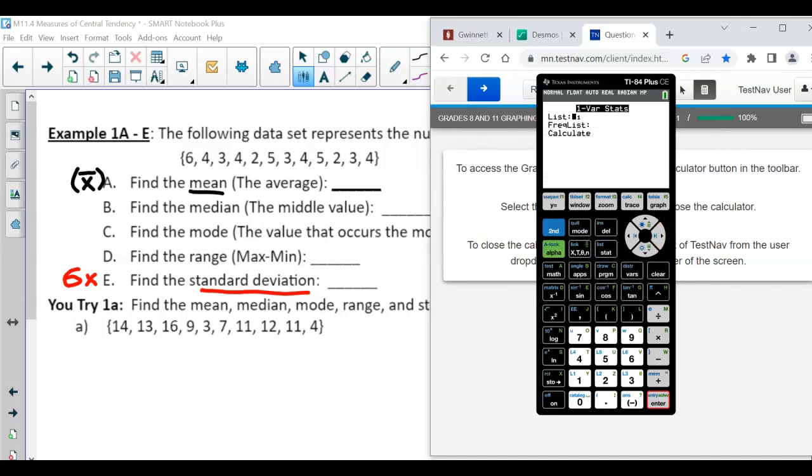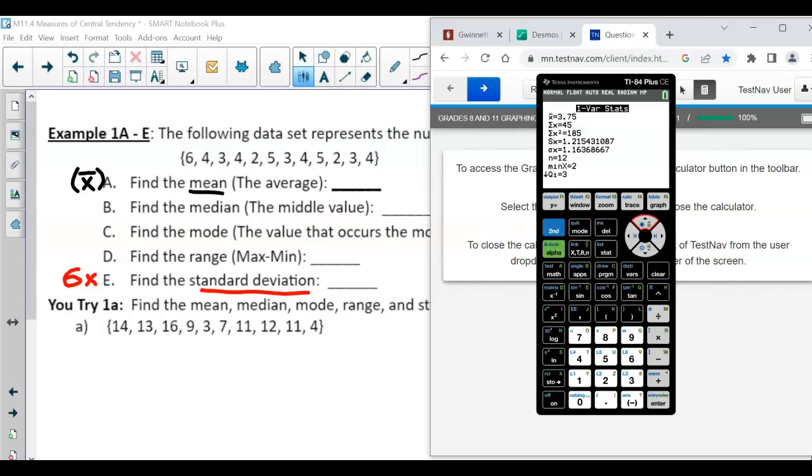See how it says the L1? That's why you need to make sure you're in that list 1. Then you just press enter until you calculate. And here's all your data points. So you can arrow down and there's the rest. So here we go. The first point, X bar, you see that X with the bar over it?